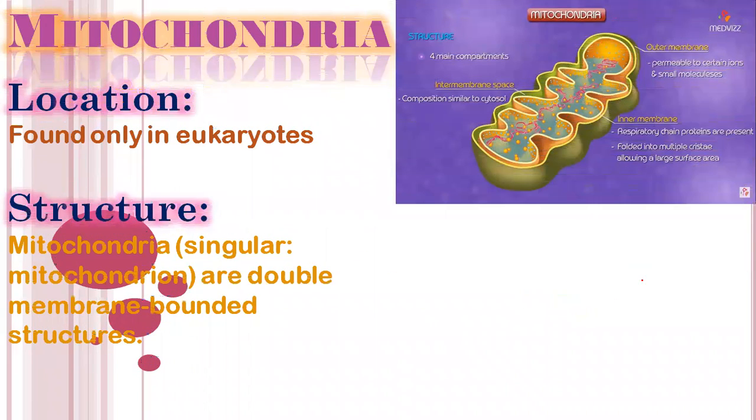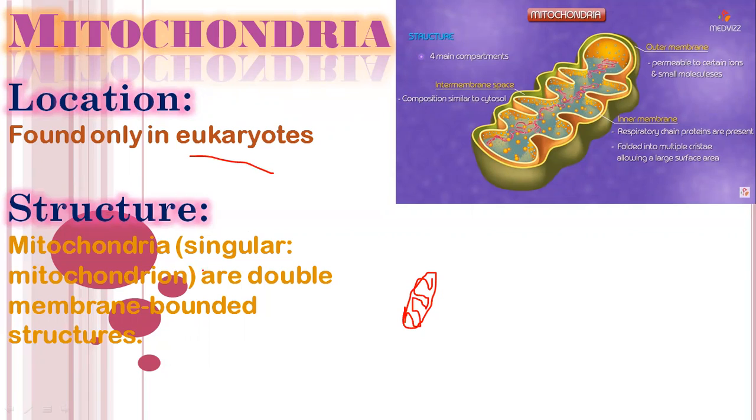Okay, so there is one more cell organelle which is very, very important indeed. That is mitochondria. Mitochondria, you can see the disc-like structures present in the cell, and they have a shape like this. As for its location, they are found in eukaryotes only, the cells which have a nucleus, because they are also membrane bound, so they are not present in prokaryotic cells. Let's talk about its structure.